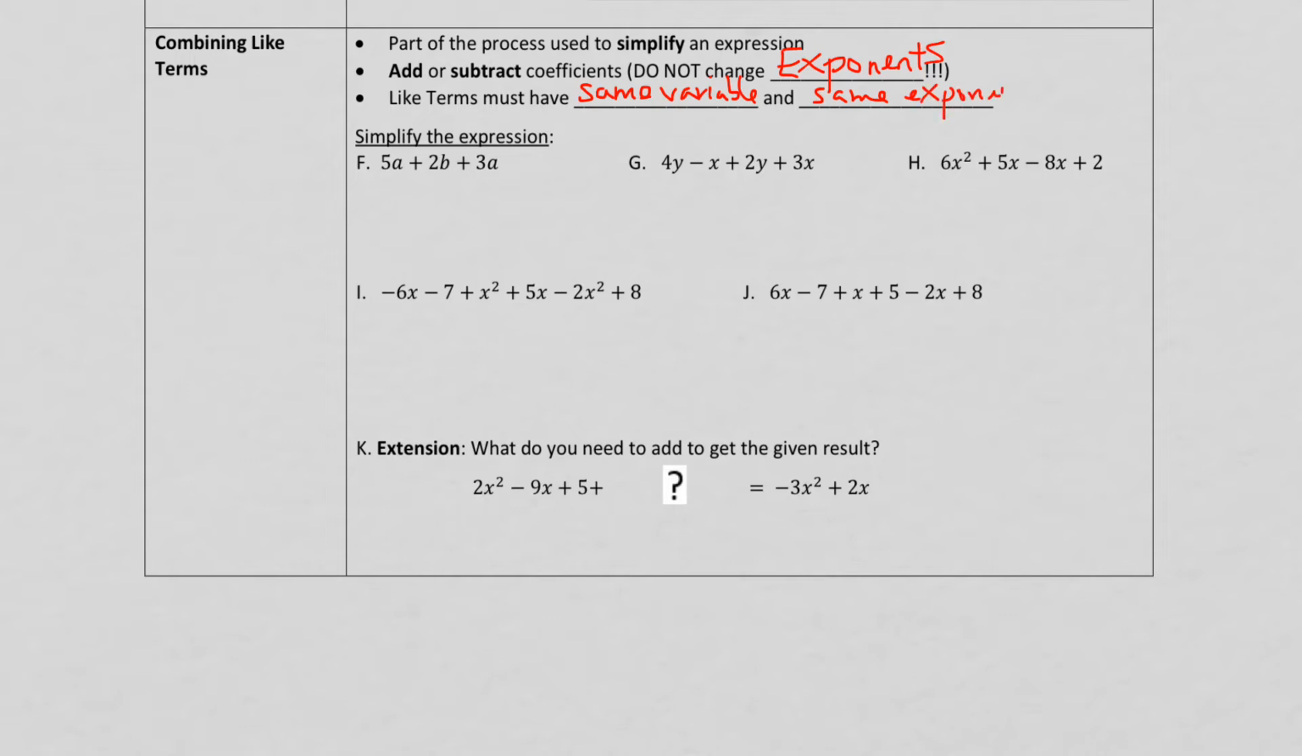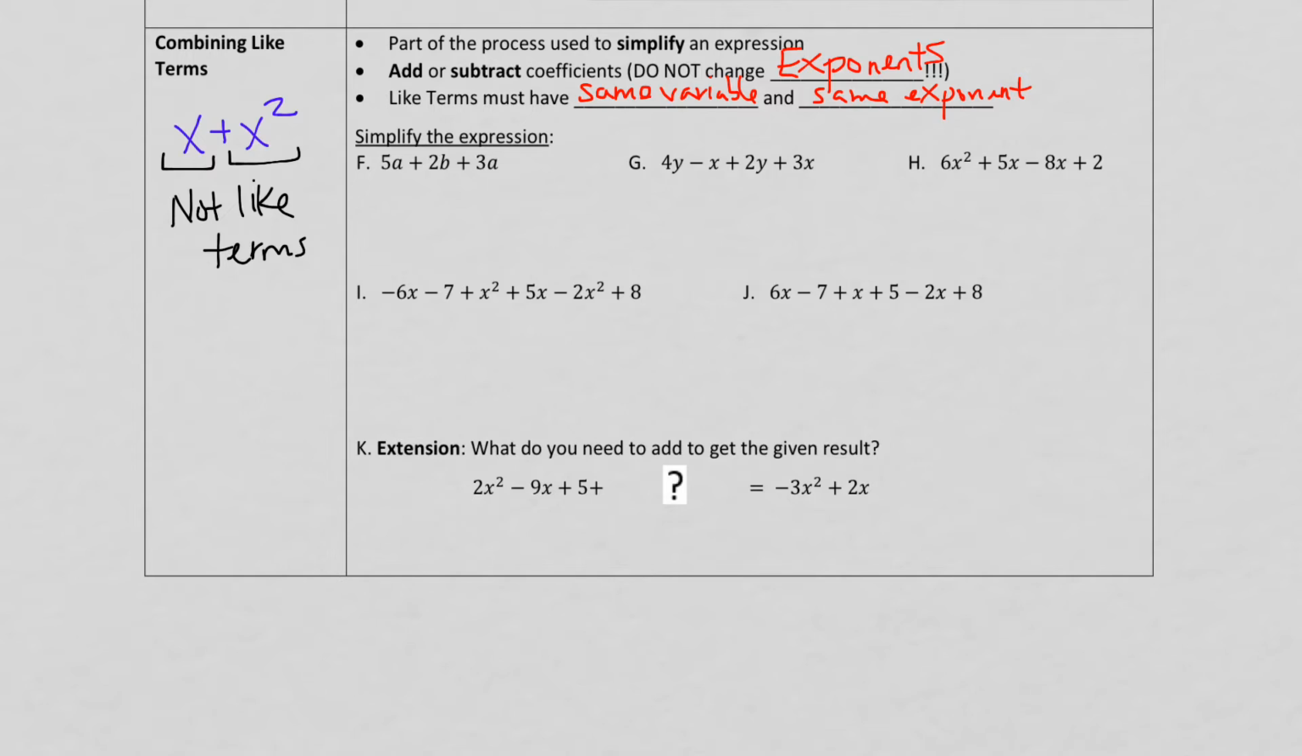What that means is for terms to be like terms, for example, if I had x plus x squared, notice how here I have two terms. The x is a term, the x squared is a term. Now, do I have the same variable, the same letter, x and x? Yes. But do I have the same exponent? This is going to be a 1, this is a 2. So because the exponents are not the same, these two are not like terms. And if they're not like terms, then I cannot combine them. They have to stay separate.